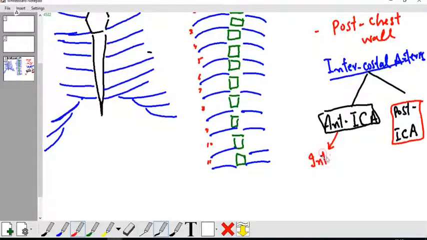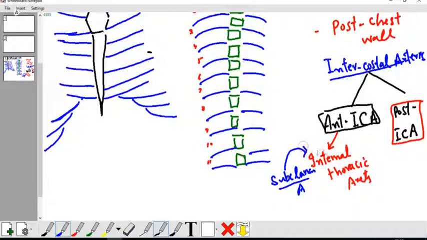the internal thoracic artery. The internal thoracic artery is a branch of the subclavian artery. The subclavian artery gives the internal thoracic artery, and the internal thoracic artery gives small branches for the anterior chest. This means the anterior chest is supplied by the subclavian artery.